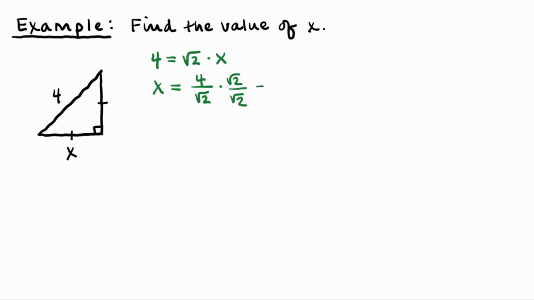And we're going to say, all right, so that'll be 4 square root of 2, nothing we can do with that. But square root of 2 times square root of 2, that's 2, and we know how to divide 4 by 2, and we'd say x is equal to 2 square root of 2.